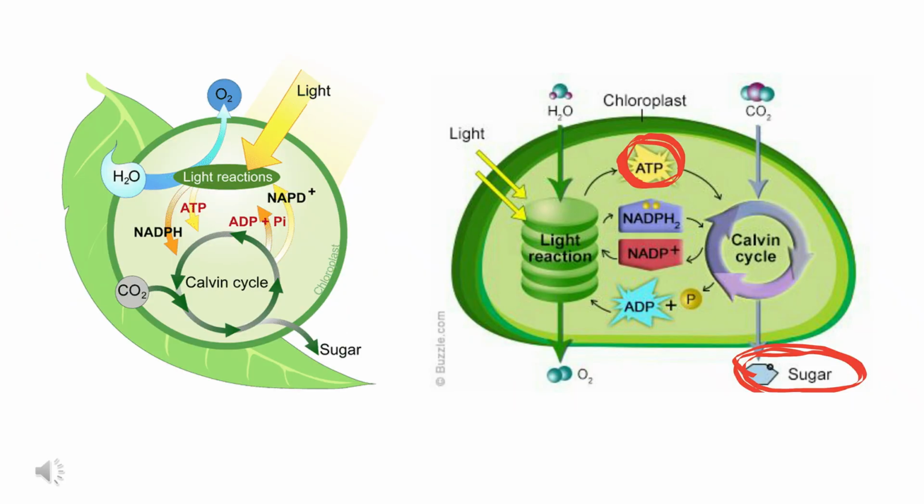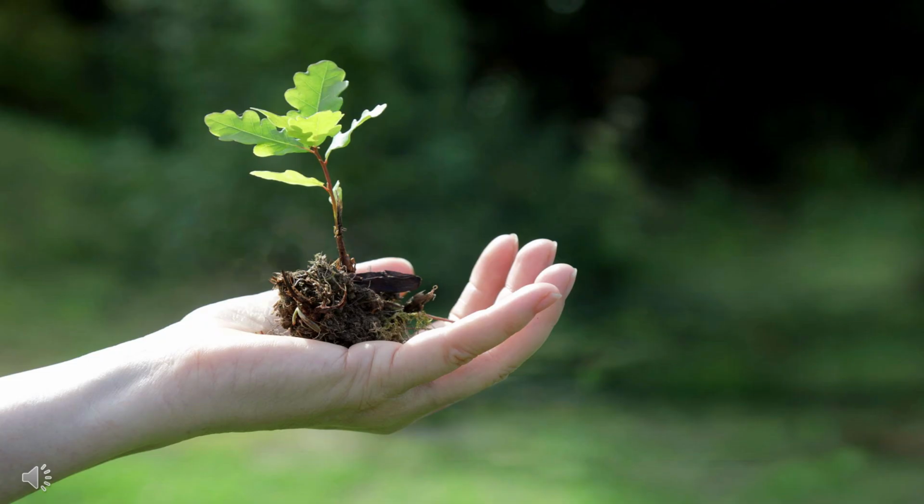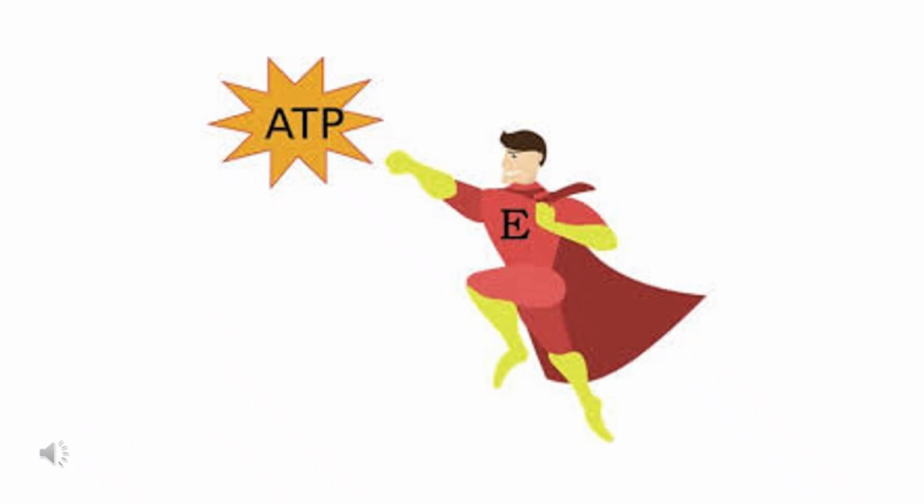And the sugars we make with ATP help to fuel nearly every organism on Earth, including us. So, next time you see a green leaf, remember, inside, millions of ATP molecules are being made and spent every second, powering the chemistry of life. ATP truly is the spark that turns sunlight into survival.